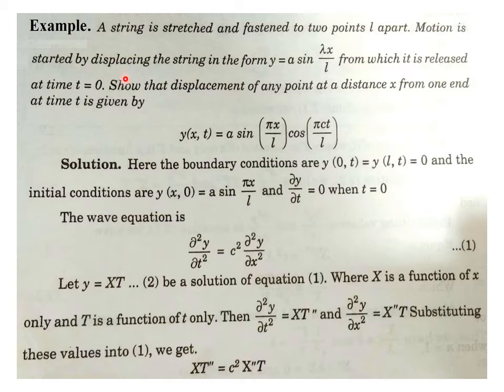We start the solution with the statement of the string. Whenever a string is given, we have to go for the wave equation, and only one variable, only one distance x, is included, so the one-dimensional wave equation is to be applied. As you can see, equation 1 is the one-dimensional wave equation, which we have solved in the previous lecture in some detail.